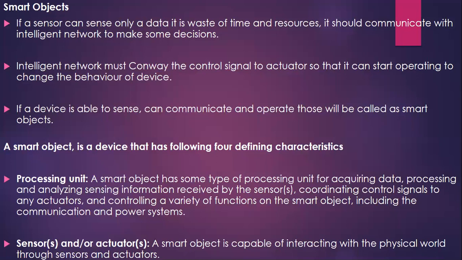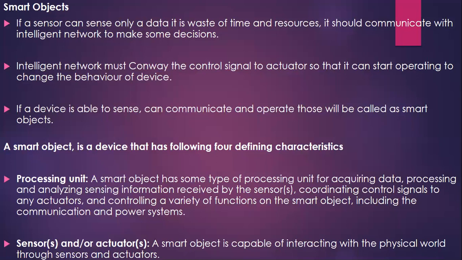So the received information should be analyzed for certain limits. Then there should be a coordination signal between the sensor and the actuator and many more. This part we are calling the processing unit. That means we need to allow some sort of processing unit or processing system in the smart object. That is the first requirement.